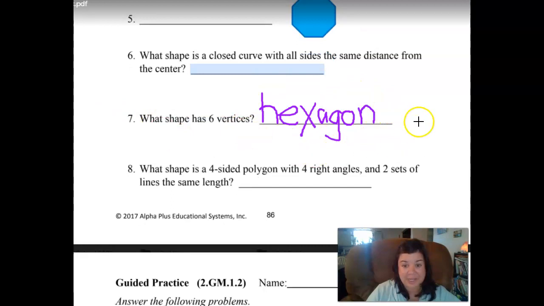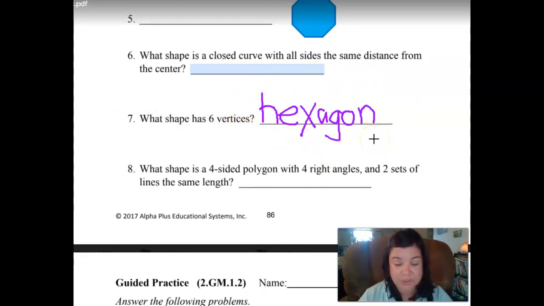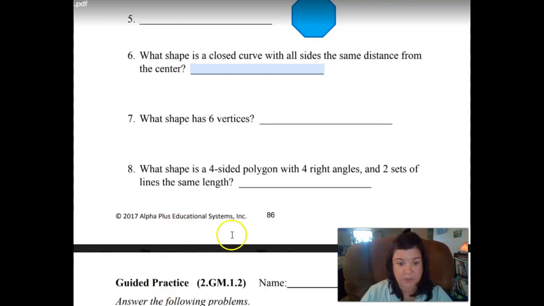Did you get hexagon for this answer here? Yeah, it's our old friend Hexagon. We worked a lot with him last time, didn't we? Is that what you got? Make sure you spelled it correctly. Look at the next one. What shape is a 4-sided polygon with 4 right angles and 2 sets of lines the same length? Might have to go back to our definitions for that. What could that be, though? I want you to write it on your whiteboard.